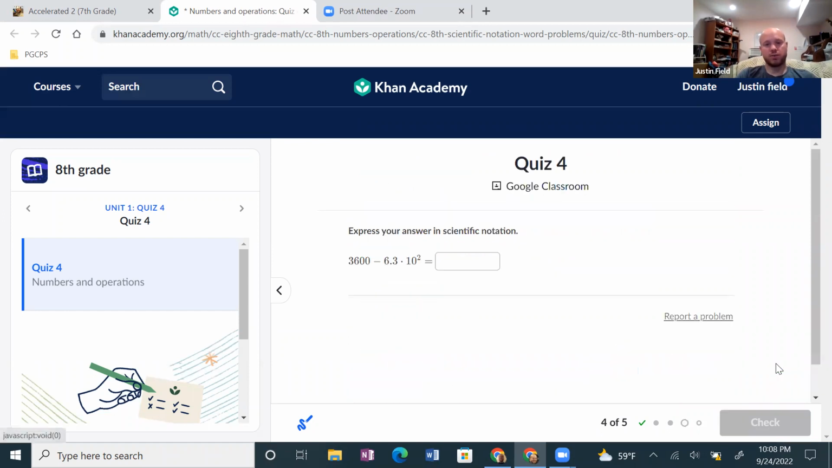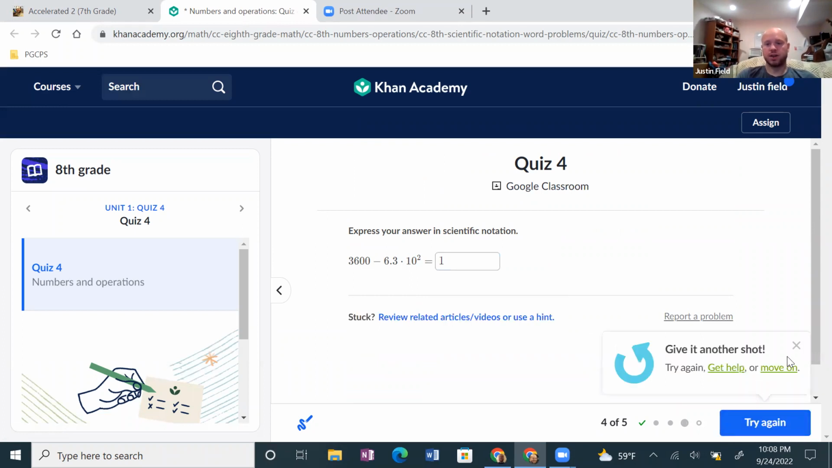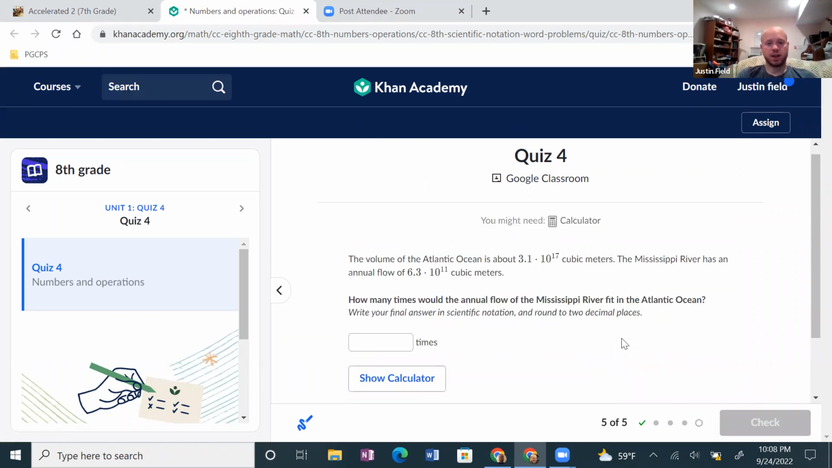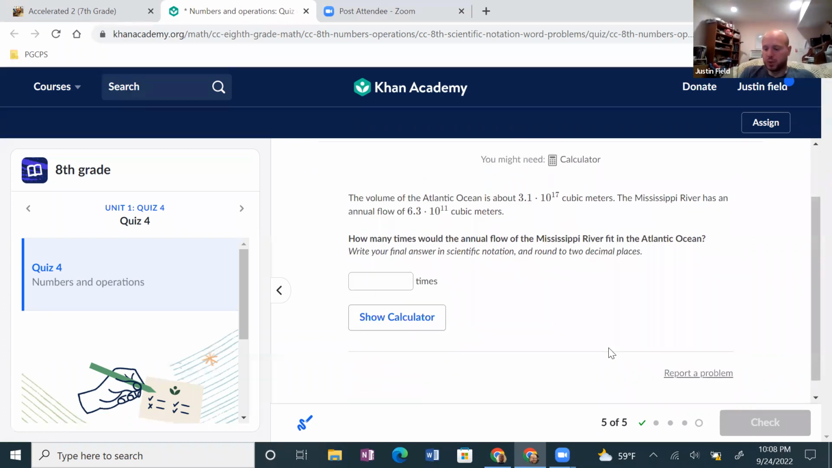Skip it for now. All right, this one, convert that to scientific notation and subtract. See if we can do that one based on the addition one that I did. All right, maybe I'll do this one for you, the word problems. No one likes the word problems.